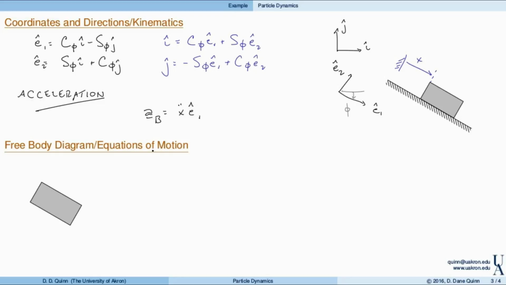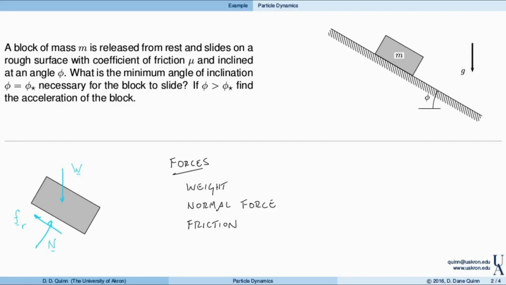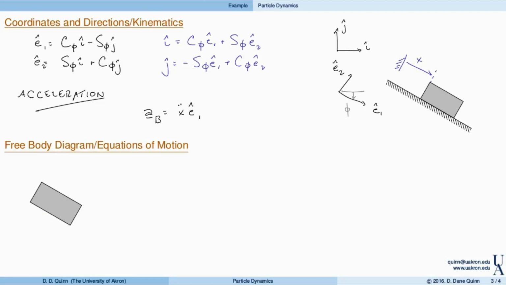The next step in our procedure is a free body diagram. So we'll look at those forces. Again, we identified them on the previous slide. We had the weight, we have the normal force, and we have the force due to friction. So the weight is minus mg in the j direction, while the normal force has a known direction but unknown magnitude. So we'll say N in the E2 direction. Finally, the friction force I will represent as minus Fr in the E1 direction.